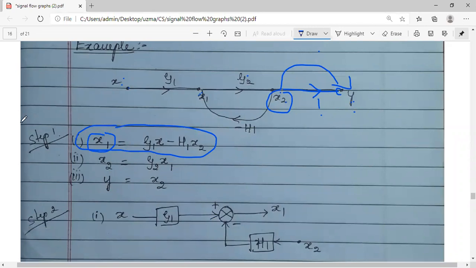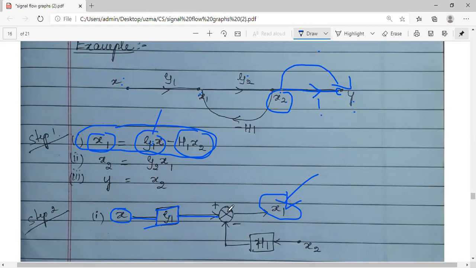Output is x1. Left hand side is your output. So that's why x1 will come on the extreme right hand side. From where is it coming? This is one term and this is one more term. Take the first term g1 into x. From x you have g1. What is g1? It is the gain value. So whenever gain or transmittance comes, you have to use one block, and put this g1 value inside the block. So g1 into x, the first term, will come and get added.